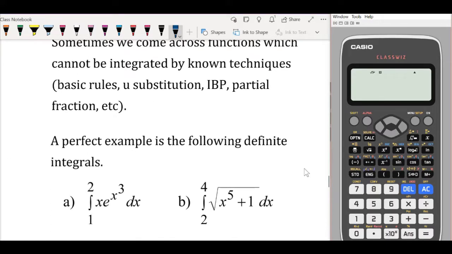So in the topic of integration, you already learned how to find the definite integral of every single function by using different techniques, which are the basic rule, integration by substitution, integration by parts, or integration by partial fractions. But sometimes you will still encounter a situation where you cannot integrate the function directly by using all these techniques. So in order to approximate the answer, we will use the trapezoidal rule.